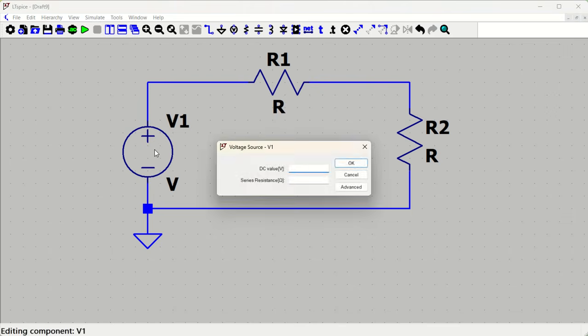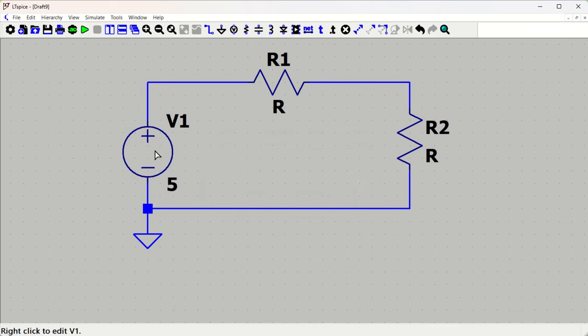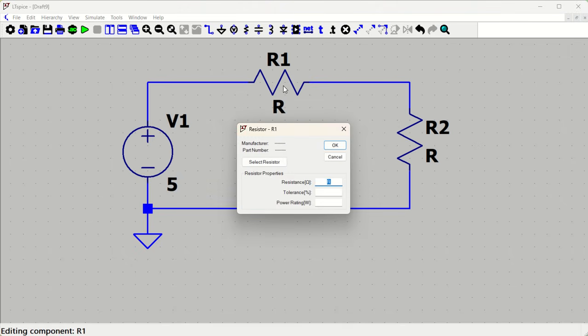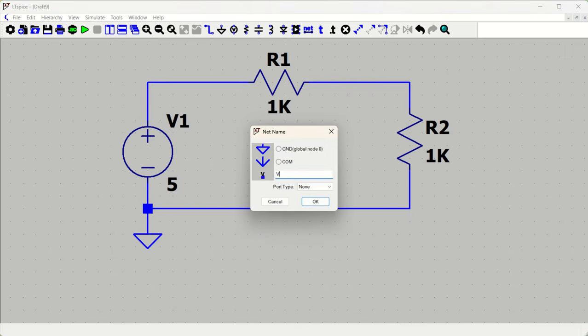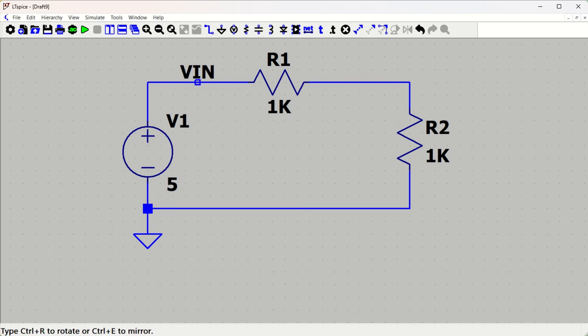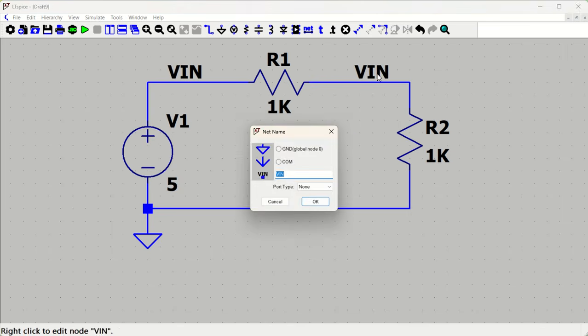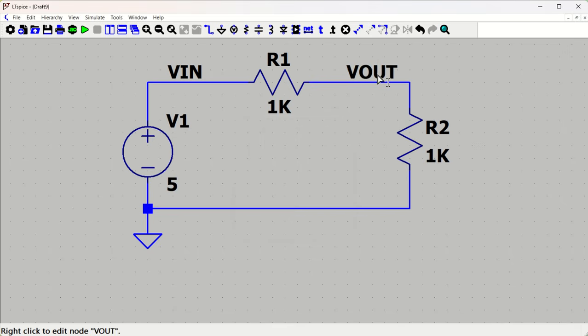Now I am going to put a voltage value, let us say 5 volt. Both the resistances I'll just keep at 1 kilo ohm. You know that both the resistors are 1K, so this voltage will be 2.5, because half will be dropped here and half will be dropped here. For simplicity, I'll put a net label as well. We will have V in at this place and V out at this place. Right click it and make it V out.